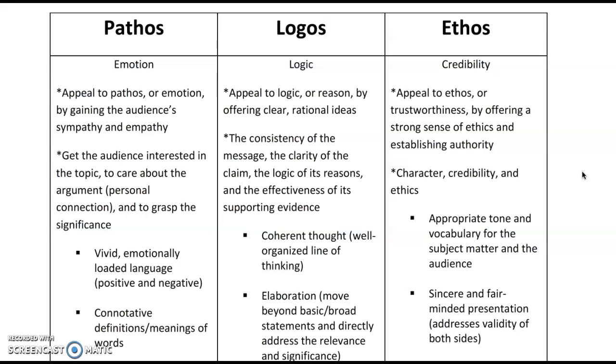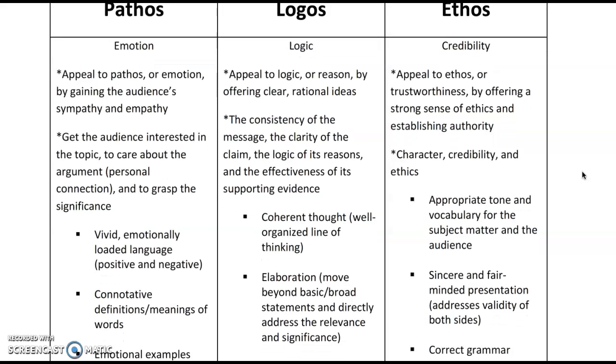So our first one, appeal to pathos, which is appeal to emotion. You want to think of it that we want to gain the audience's sympathy and empathy. And the reason that we do this is because your reader needs to care about the topic, needs to be interested in the topic, and needs to grasp the significance of the topic. There has to be some sort of sympathy and empathy from your reader in order for your argument to be successful. Otherwise, if nobody cares, if they don't think it's significant, it's very unlikely that you're going to persuade them, no matter what type of argument you're making.